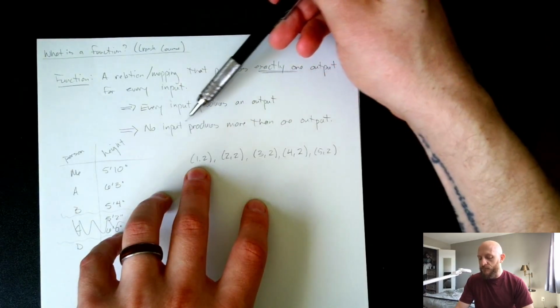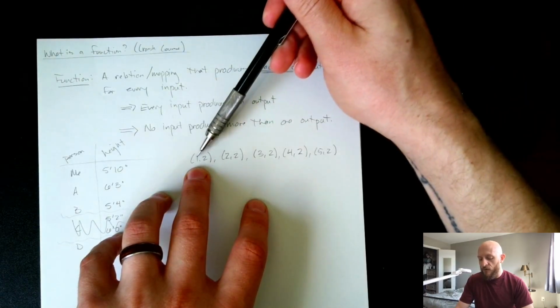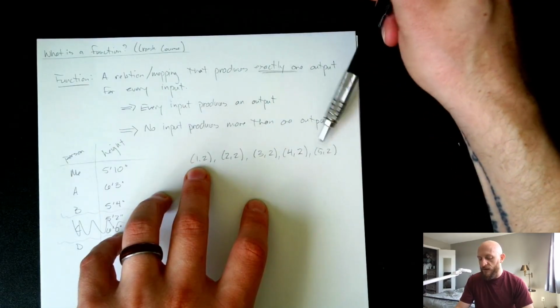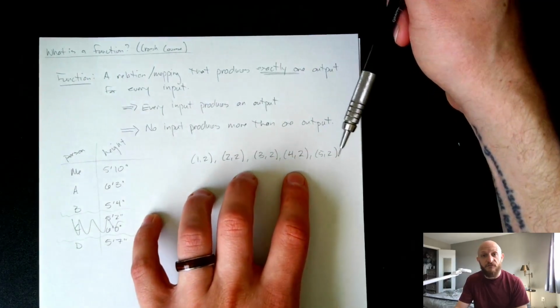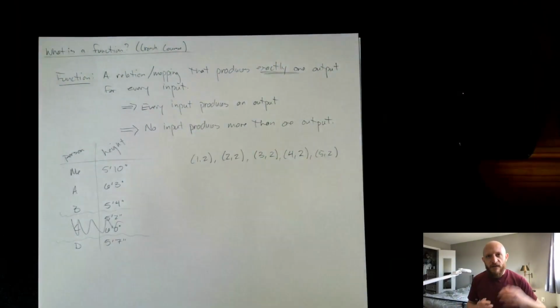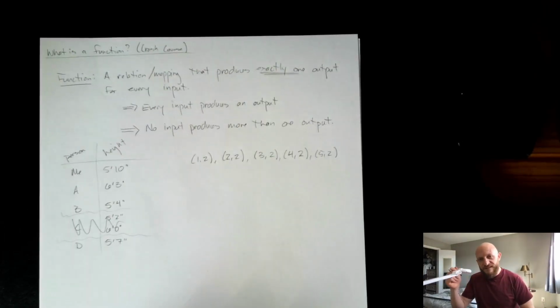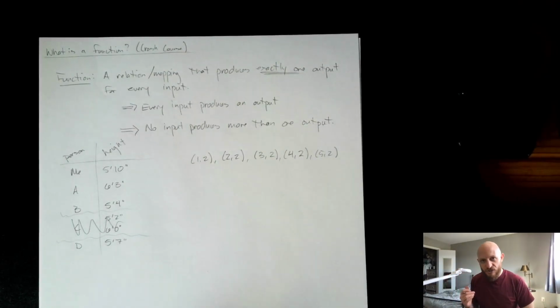Does any input produce more than one output? No. The inputs only show up once, right? Even though each output is the same, that's fine. This is a constant function. If every single input maps to the exact same output, that's still a function, as long as every input maps to an output, and no input maps to more than one output.